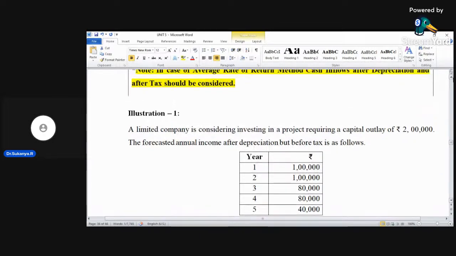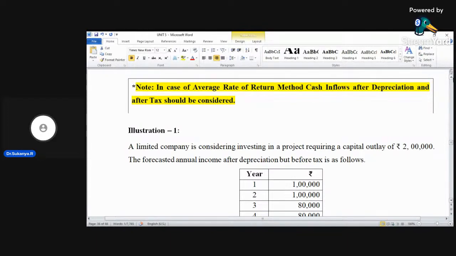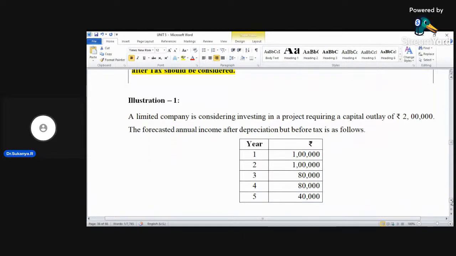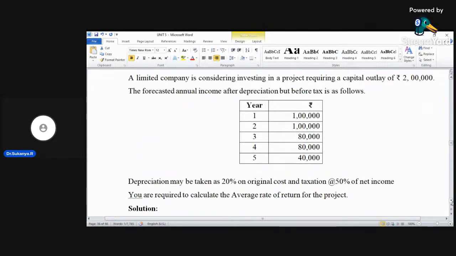Dear students, let me tell you very clearly, whenever you are taking the average rate of return method, you have to take cash inflow after depreciation and after tax. That is the first point that you should keep in mind. So in this problem, they have given you the cash inflow after depreciation but before tax. But what do we need? We need cash inflows after depreciation and after tax. So for this, we have to make the required adjustments.